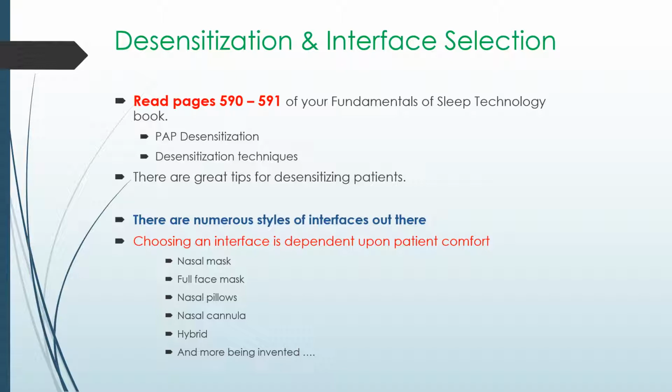But the primary options right now are a nasal mask that just covers the nose, a full face mask that typically covers the nose and mouth. There's nasal pillows. Those sit up inside the nostrils. There's a nasal cannula type. That one sounds similar to the pillows, but the device is much different. Then there's a hybrid mask. And like I said, there's more and more being invented each day. So let's go on to our next slide.